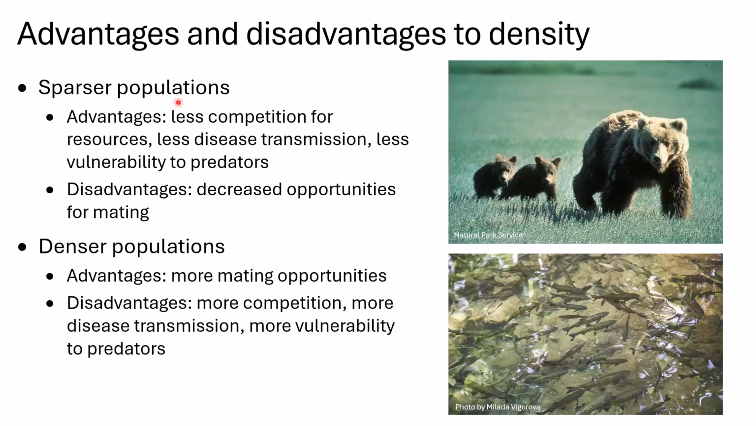Sparser populations have the advantage of less competition for resources, less disease transmission, and less vulnerability to predators. However, the disadvantage is that there are decreased opportunities for mating and reproduction of the species. Dense populations have the advantage of more mating opportunities, but they also experience more competition, disease transmission, and vulnerability to predators.